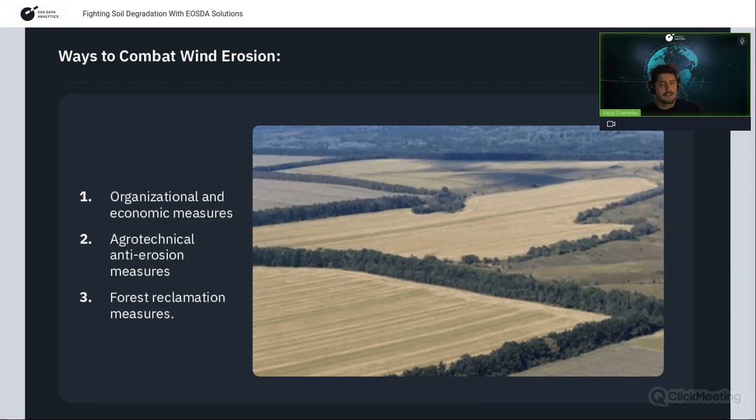Wind erosion of soil can also be successfully fought. A wide range of improvement measures is available to help with this. Their goal is to leave as many plant residues as possible, with root systems that bind the soil surface and form a windbreak system. All of this allows us to protect the soil from wind erosion.